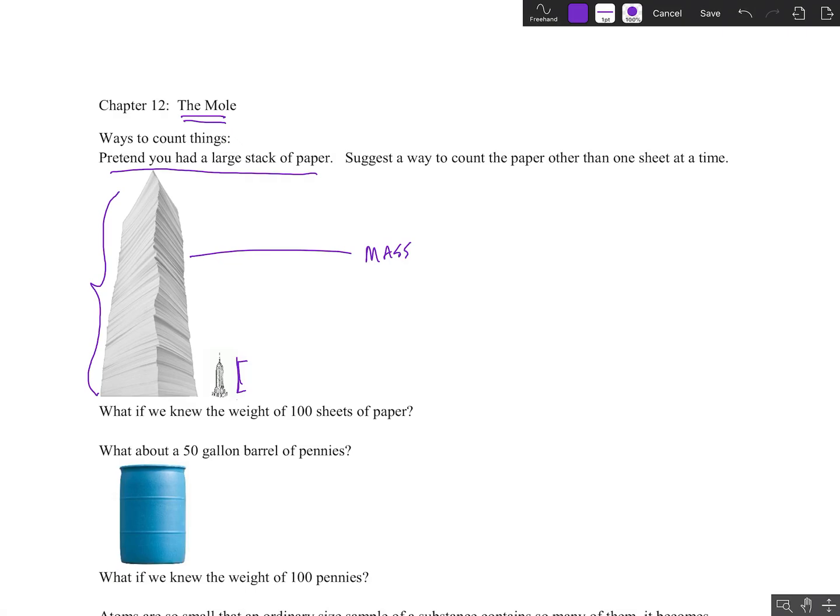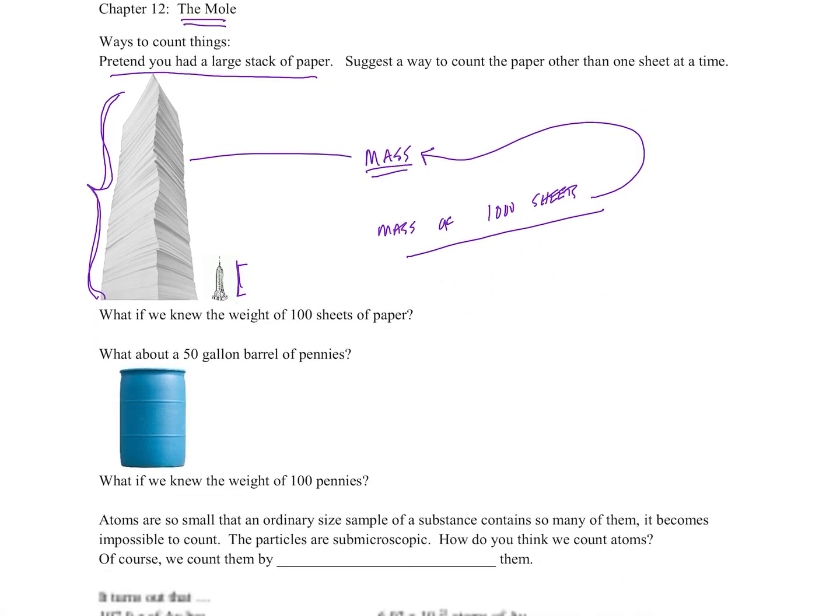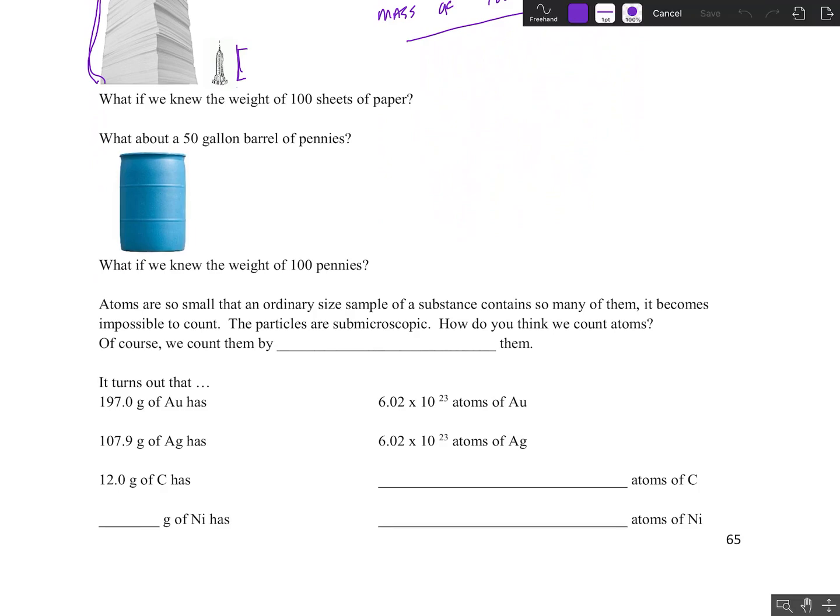What if I were able to determine how much that stack of paper weighed, and I were able to find the mass of 1,000 sheets of paper? If I knew the mass of 1,000 sheets, couldn't I then calculate the number of sheets of paper in a stack that was as tall, or many times taller, than the Empire State Building if I knew the mass of that paper? I could count the paper by weighing it, couldn't I? Yeah.